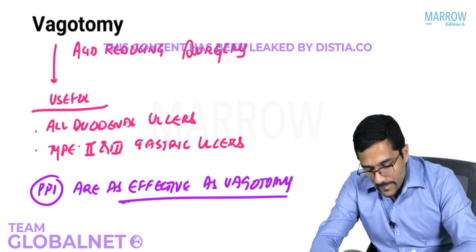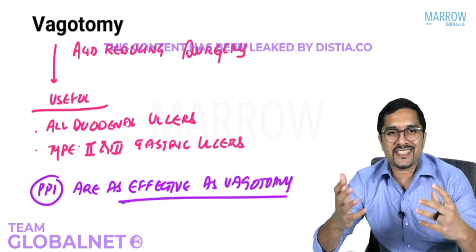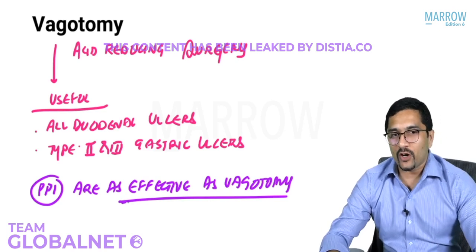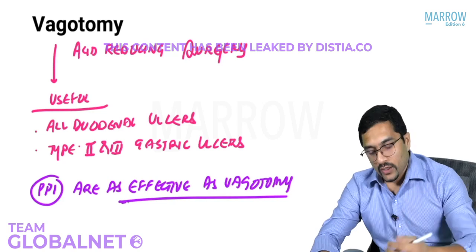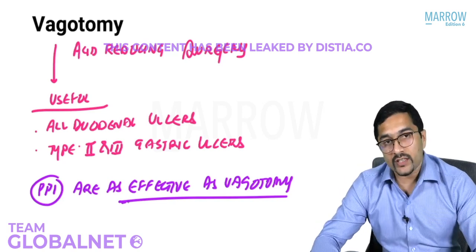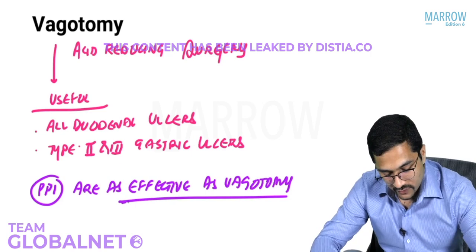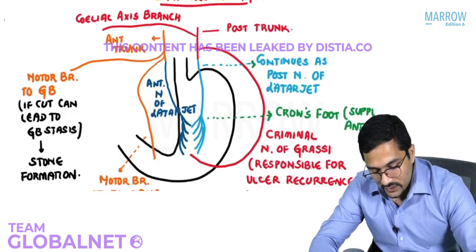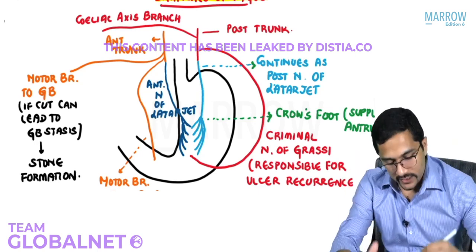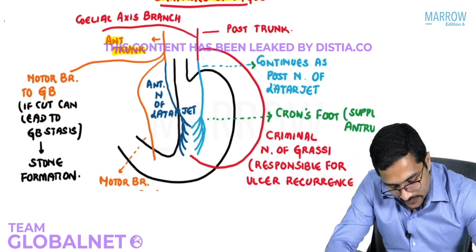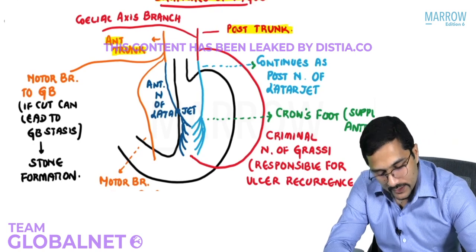Anyways, there are a lot of questions in the entrance exams which are asked from vagotomy, so we should know about it. Now, before we talk about vagotomy, we should know about the branches of the vagus. The vagus has two trunks. You have the anterior trunk and you have the posterior trunk. So this is the anterior trunk, the orange one, and the red one is the posterior trunk.